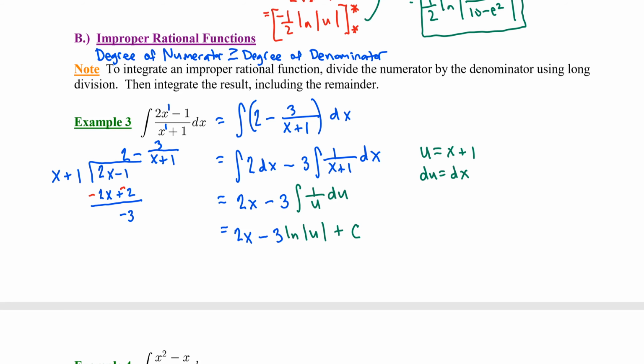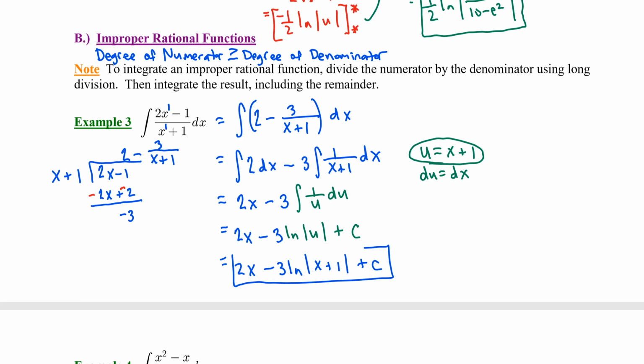Now, we'll finish off by recovering the original variable x, replacing u with x plus 1. So we end up with 2x minus 3 times the natural log of the absolute value of x plus 1 plus c. So this is our antiderivative. And as I mentioned before, it's a very good discipline technique to immediately turn around and check your antiderivatives with differentiation to make sure that you've done it right.